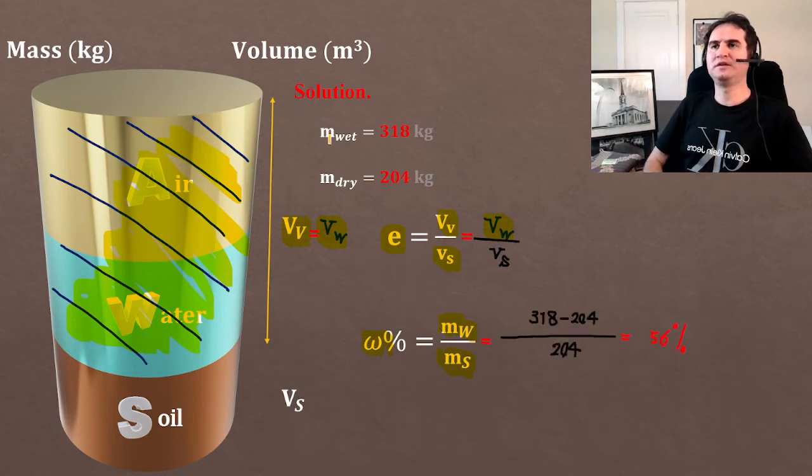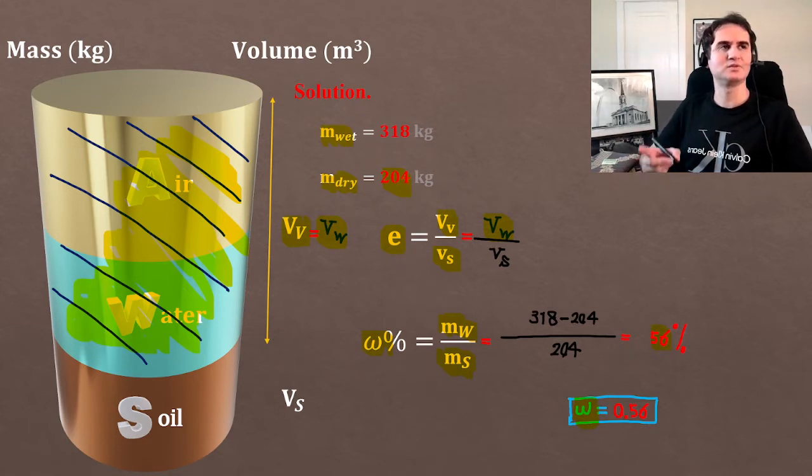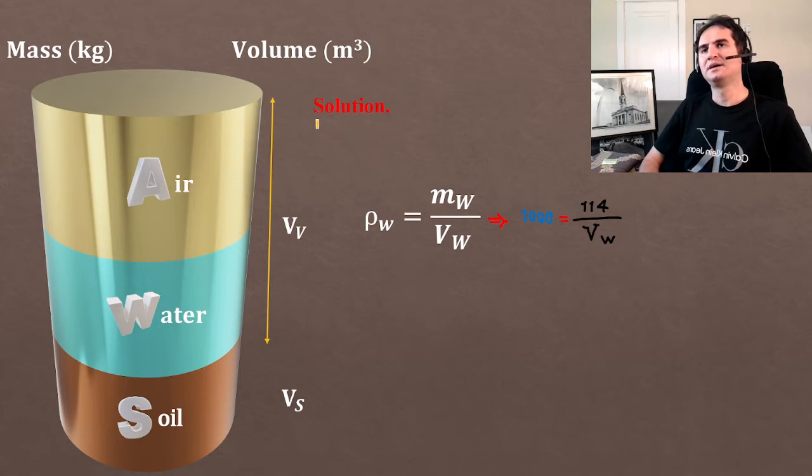And for the water content percentage, that's mass of water over mass of soil. If we subtract the dry mass from the wet mass, it gives us the mass of water. Over the mass of dry soil grains, that gives us a 56 percent water content. So w, or water content, is equal to 0.56. We already calculated the water content. We want to calculate void ratio, and then replace in the formula Sr times e equals w Gs to calculate the specific gravity.